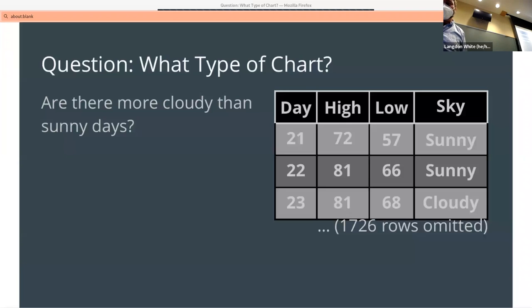All right, so this is a question as in let's talk about it out loud, okay? So what type of chart would I use to indicate cloudy versus sunny days?